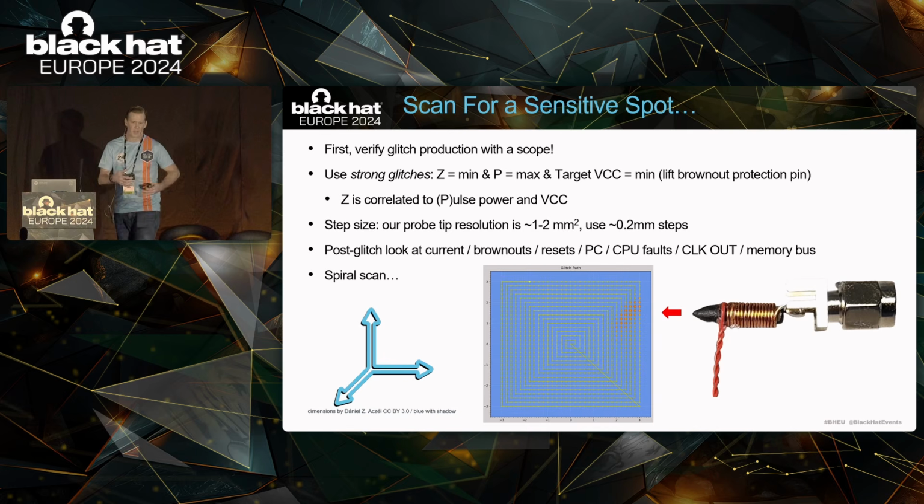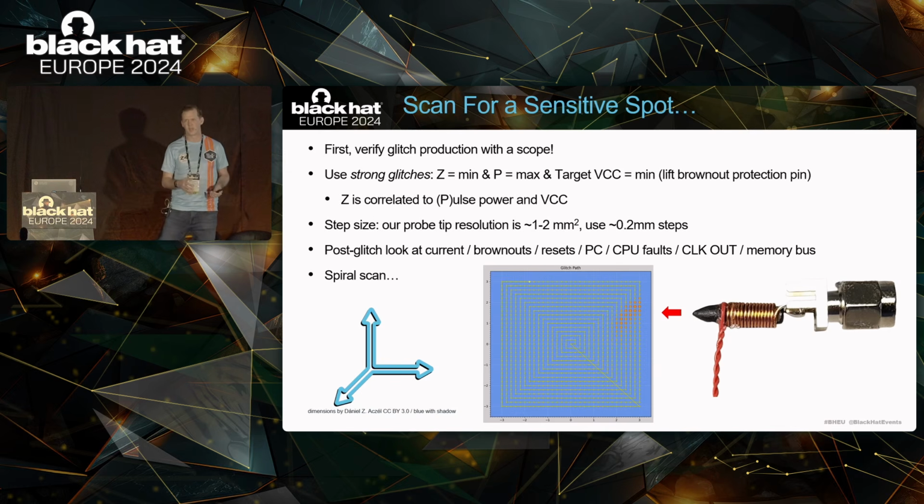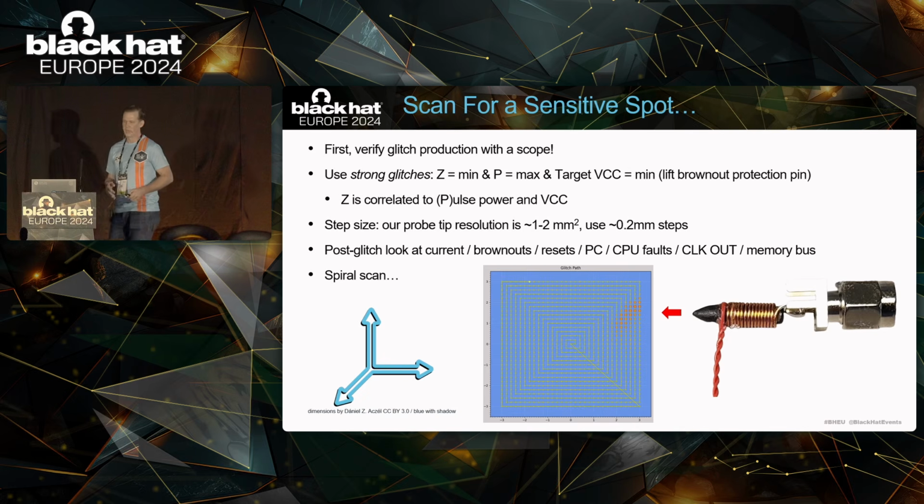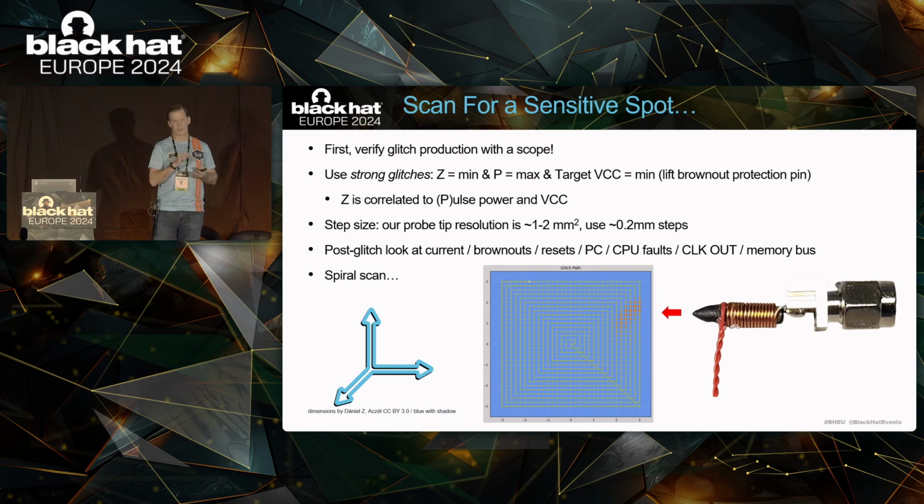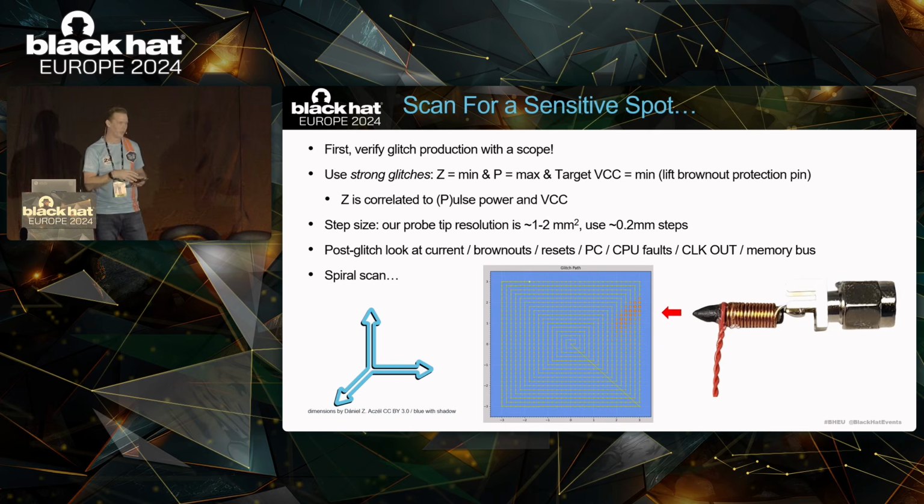Then in order to calibrate and continue, to get your system set up, you're going to want to find sensitive spots on the chip. And this helps you learn which areas can be most susceptible to useful glitches. The way you're going to do that is scan in a spiral, and you're going to want to hit the chip as hard as you can using strong glitches. What we define as strong glitches is where you have a minimum distance between the pulse probe tip and the device itself. As well, you should have the maximum pulse power, which is the longest time that the EMP switch is open, so the capacitor bank can dump all of its energy into the probe.